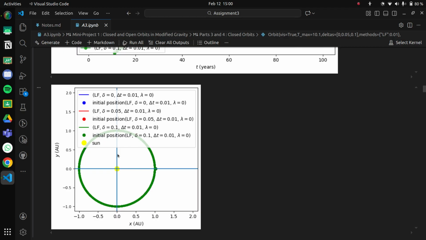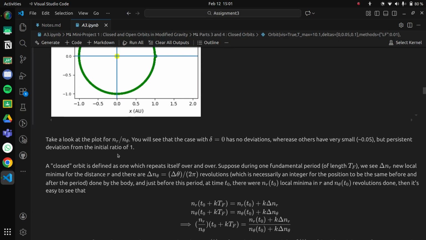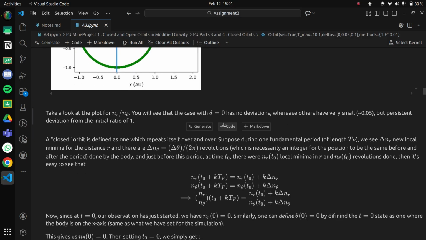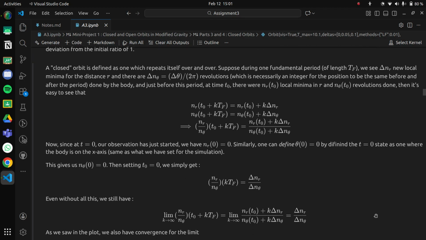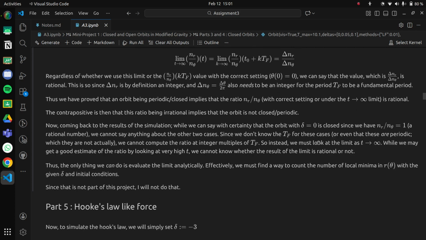You see the same thing here as well. So the case with delta equal to 0, no deviations. Others have very small but persistent deviations from the initial ratio of 1. A closed orbit, now I go over the definition, why it is the way it is and all that.